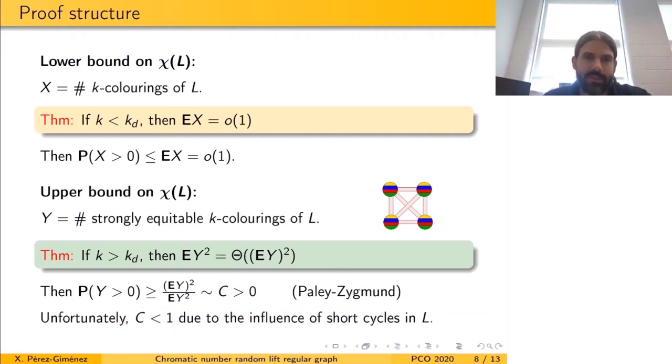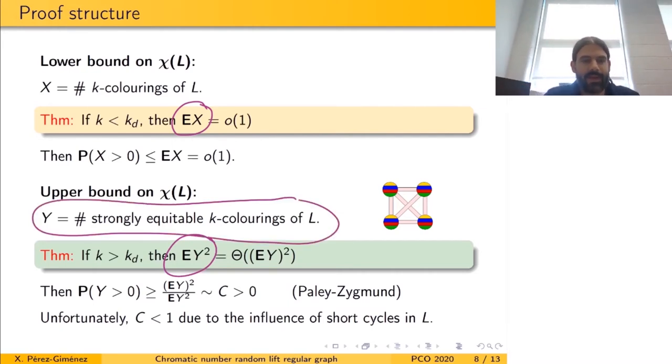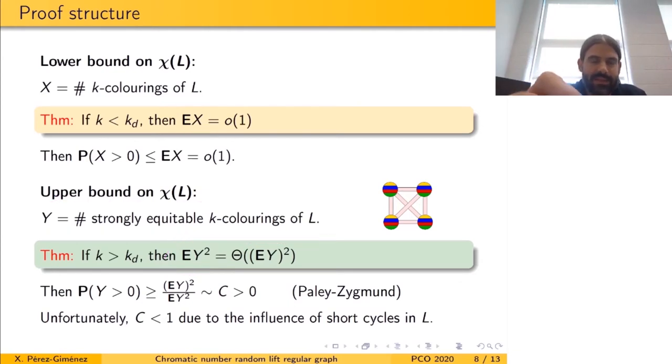I wanted to also mention something. For people that have solved similar problems, typically computing the second moment is much harder than computing the first moment. But this was not the case here. Some aspects in the computation of the first moment were harder than the computation of the second moment. That's because it's two different random variables. Here we're restricting ourselves to strongly equitable colorings, and in some sense, I'll say more later on, this calculation really looked like a second moment calculation.